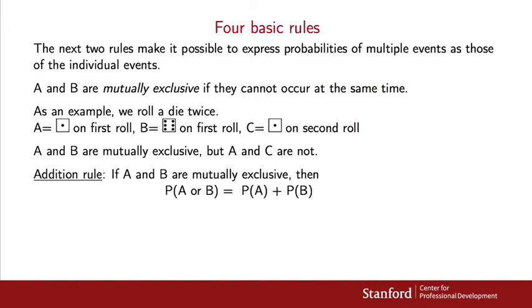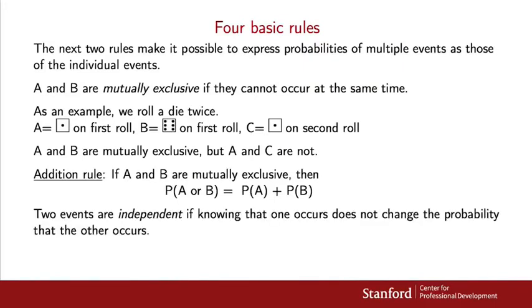So here is our third rule. It's called the addition rule. If the events A and B are mutually exclusive, then the probability of A or B happening is simply the sum of the probabilities of A and B.